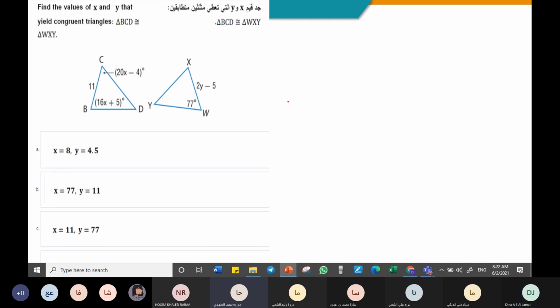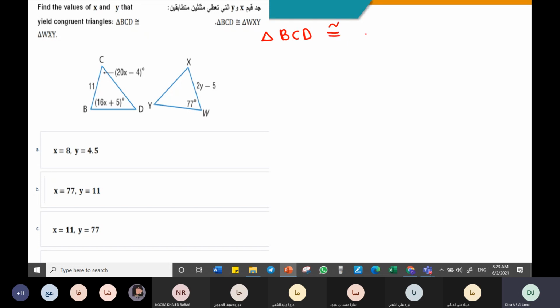Find the value of x and y that yield congruent triangles. That yield, that means that will make for you congruent triangles. Good, thank you, Huriya. So triangle BCD. Pay attention to this. Triangle BCD, which is the statement of the congruence.